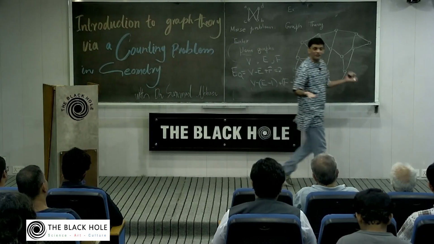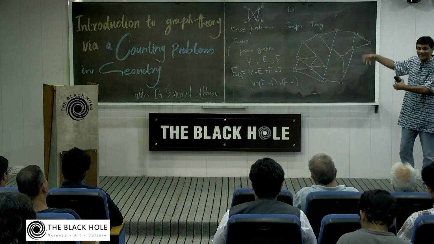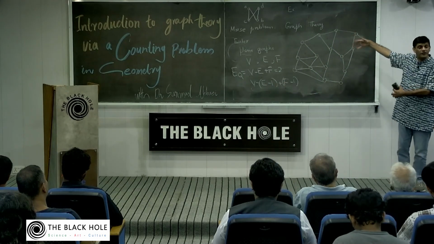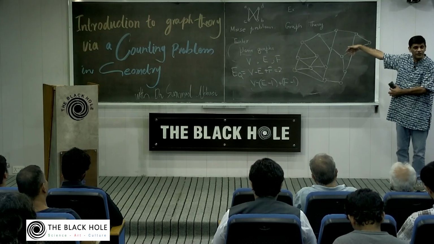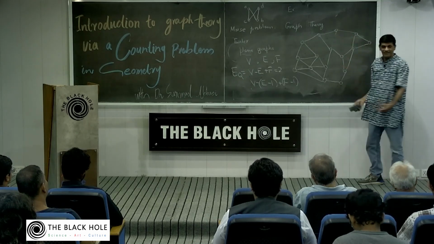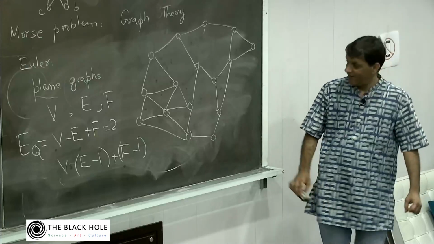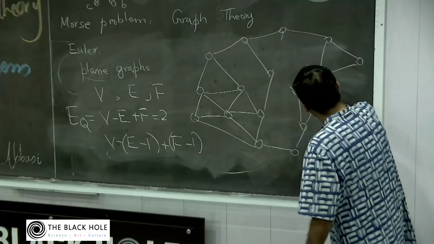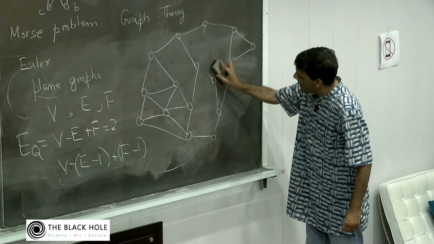So what I have done is I've simplified my problem. Instead of studying the Euler quantity of the original graph, I can now study it for this graph. Hey, but then I can repeat this again. It doesn't change. It doesn't change.